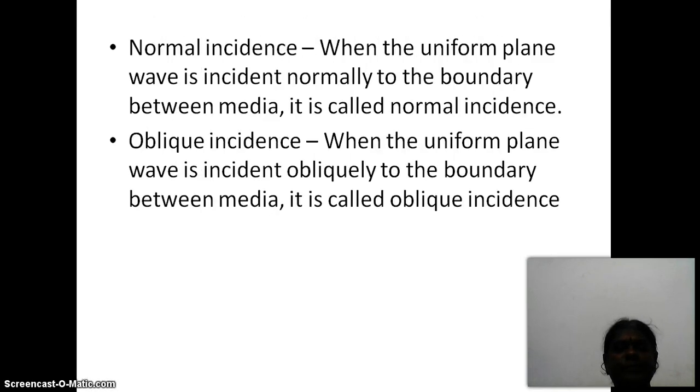Normal incidence means when the uniform plane wave is incident normally, that means perpendicularly or at 90 degrees to the boundary between media. Oblique incidence means when the uniform plane wave is incident obliquely to the boundary between two media.